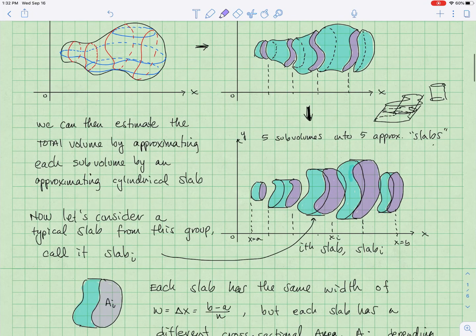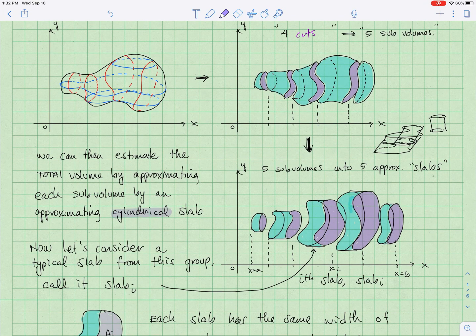We're going to approximate each one by using a cylindrical slab. Now, what do I mean by cylinder? When you say cylinder to most people, they think of a soda can. But actually, a cylinder is anything that has the same base at the top and the bottom and these rulings from side to side. So it can be any shape. What you're thinking of with a soda can is called a right circular cylinder. But the nice thing about a cylinder is it's easy to calculate its volume.